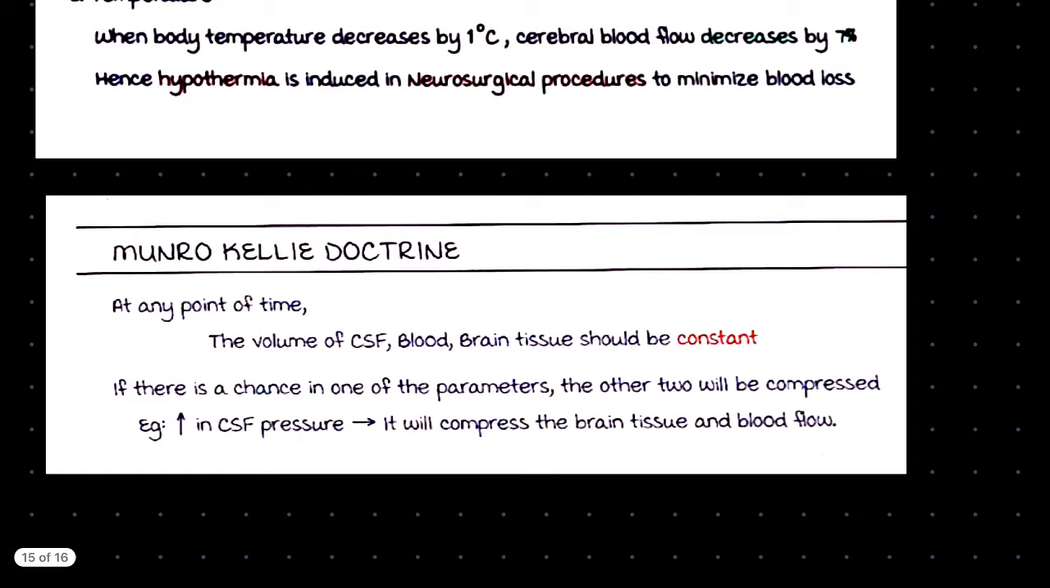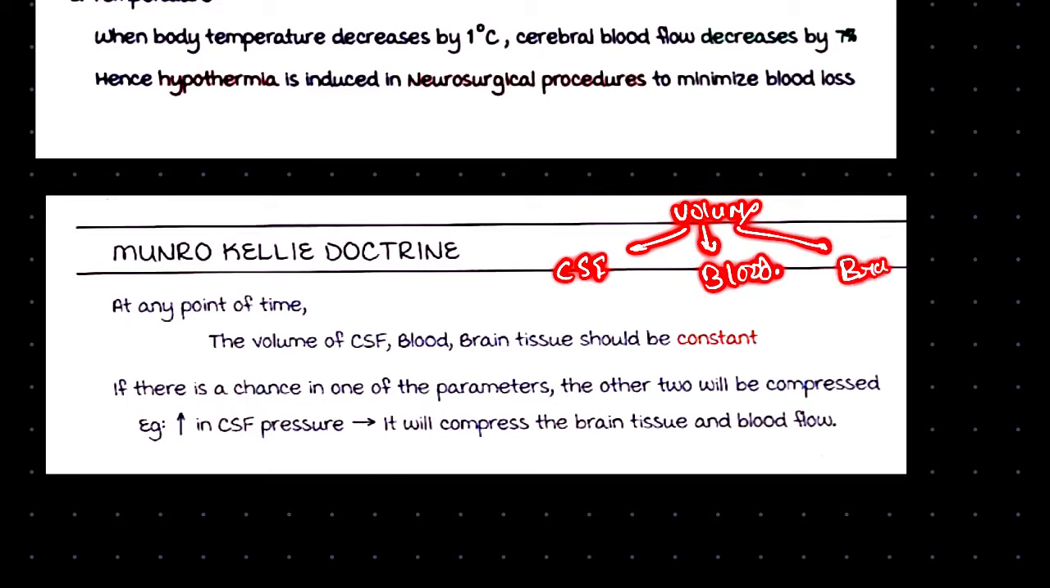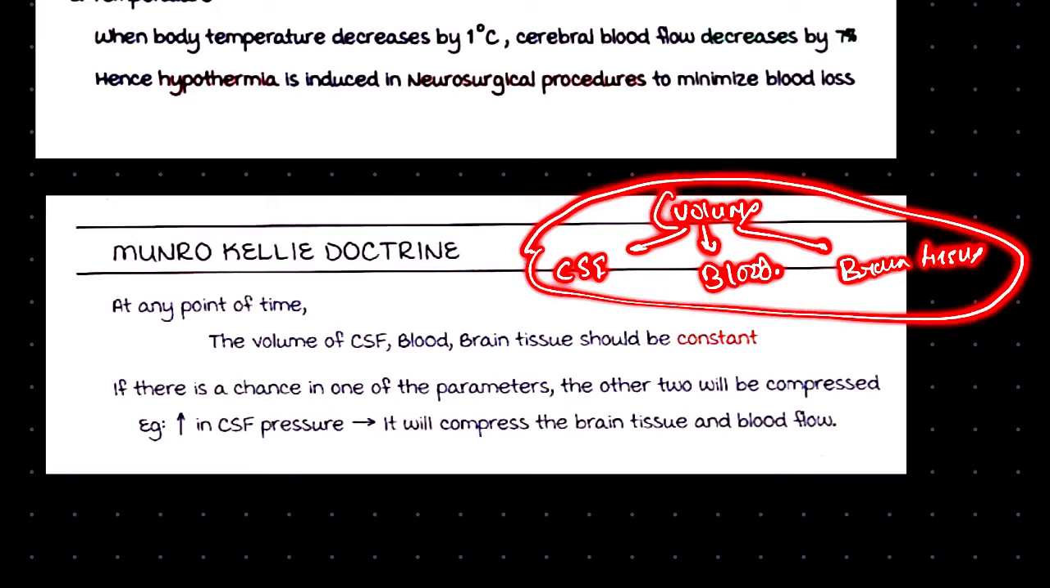Okay, now there is one term that we need to know. You might be wondering what it is. Monro-Kelly doctrine. Now what is this Monro-Kelly doctrine? It says that the volume of CSF, cerebral blood, and brain tissue are always constant, right? The volume of CSF, blood, and brain tissue is always constant.